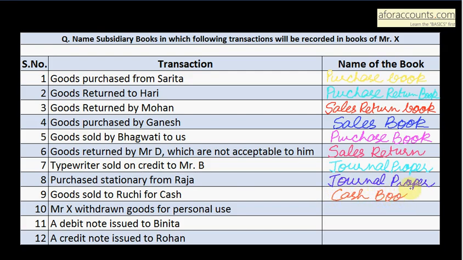Next, Mr. X withdrew goods for personal use, that is drawing. The entry which will not fit in purchase book, purchase return book, sales return book, cash book will ultimately go in journal proper. So drawing does not fit anywhere. It will go in the last book, that is journal proper.